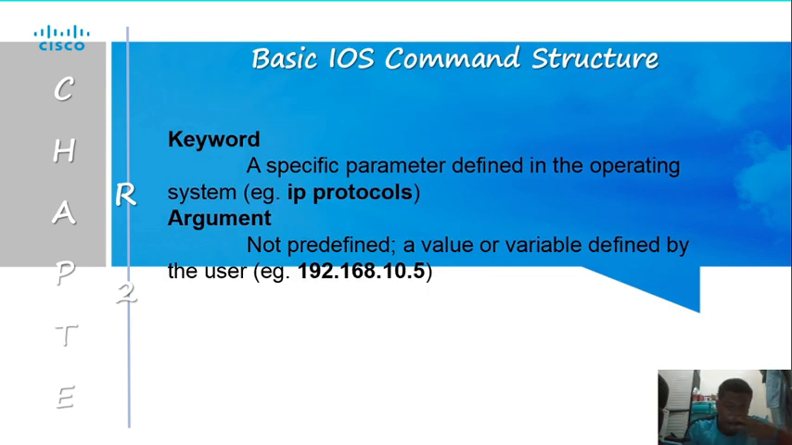Next is the basic IOS command structure: the keyword and the argument. A keyword is a specific parameter defined in the operating system. An argument is not predefined; it is a value or variable defined by the user.